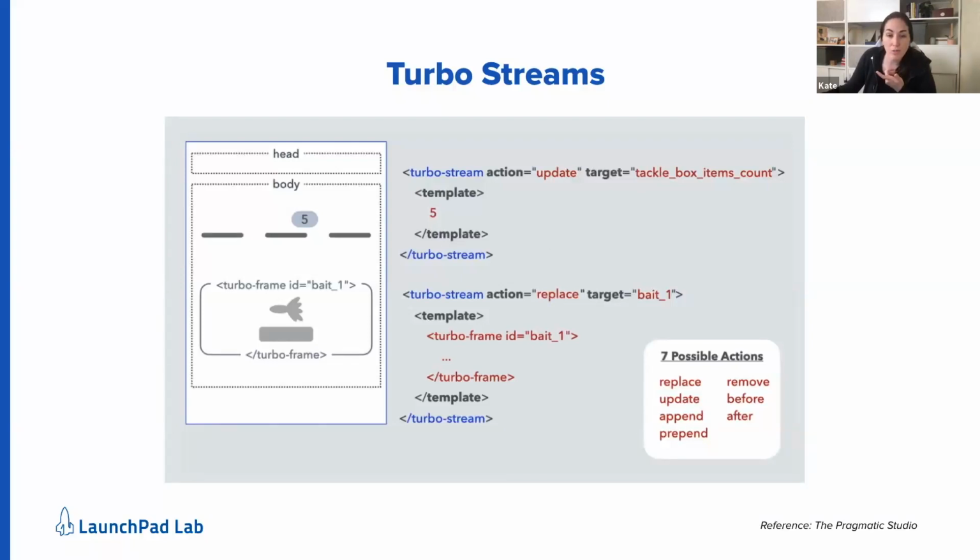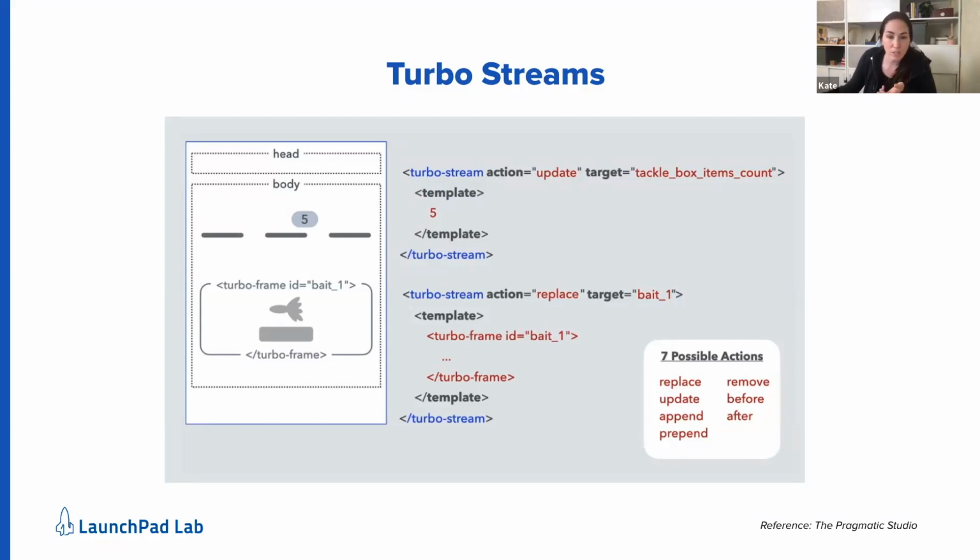For the second Turbo Stream, we want to replace the entire bait frame. So the action is replace. The target is the ID of the target to replace, so bait 1, and the template wraps the content that will replace the target. In this case, it's the Turbo Frame of the bait.